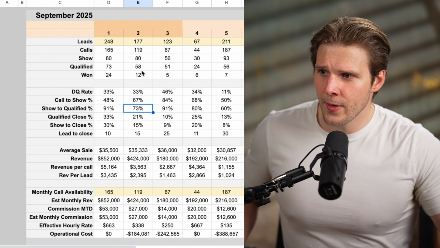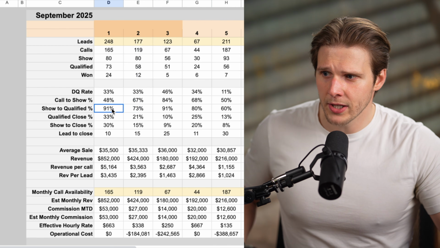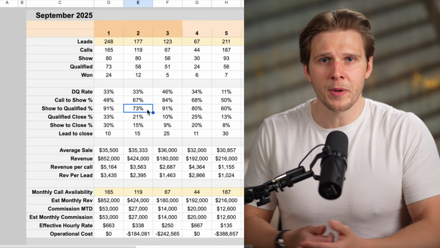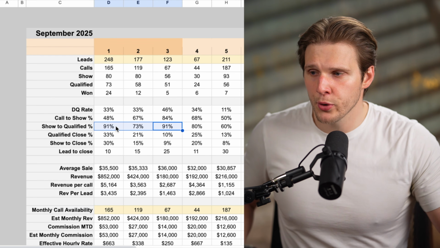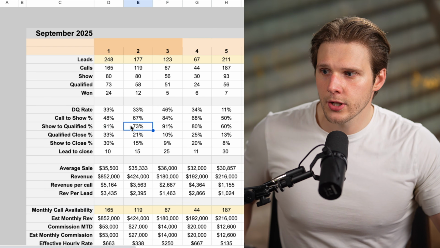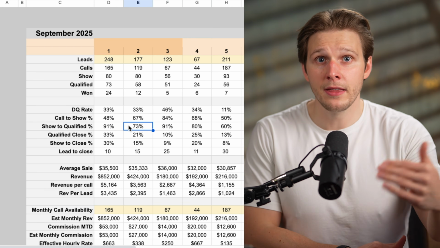And what this tells me is that this rep number 2 here with a 73% show to qualified rate, where his peers have 91, gets on calls with people and thinks they're not qualified. He does a little bit of discovery and says, I couldn't have pitched them. They wouldn't have bought anyways. They weren't financially qualified. I can tell that 2 other people on his team otherwise have a 91% show to qualified rate, and his is extremely low, which lets me know that he has a low level of confidence in the leads that I'm giving him.